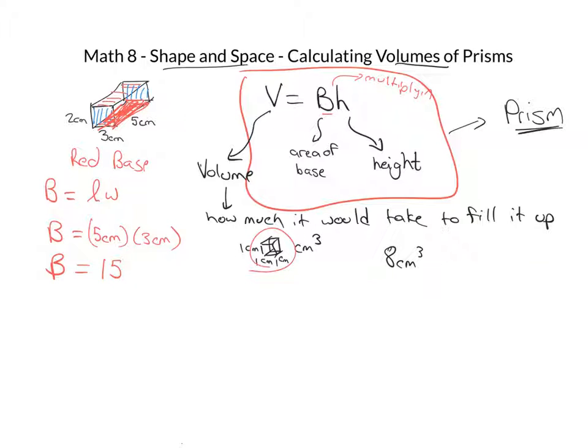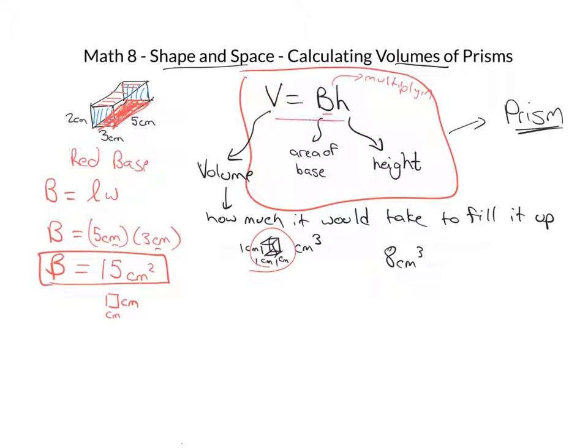Now, 15 what? Well, centimeters times centimeters is centimeters squared. So to calculate the area, it would take 15 squares to cover up that base. And each of these squares is 1 centimeter long by 1 centimeter long. That's what a centimeter squared is. So this is pretty nice. We now know what the base is.